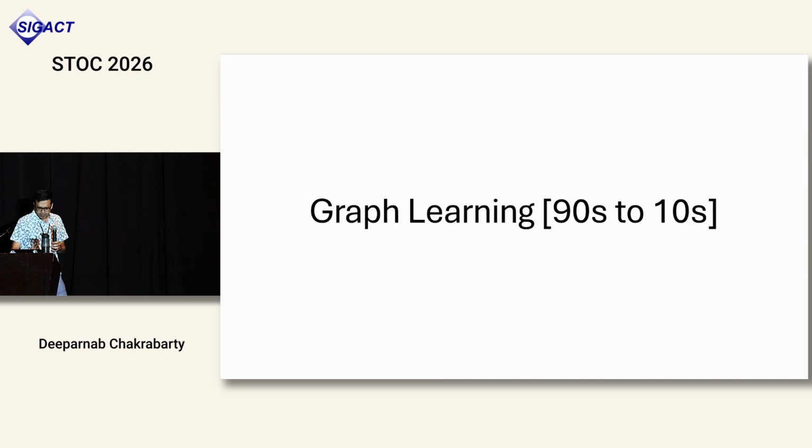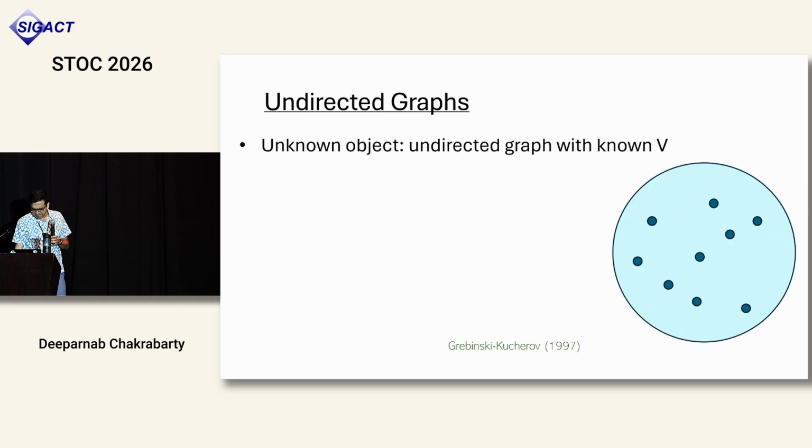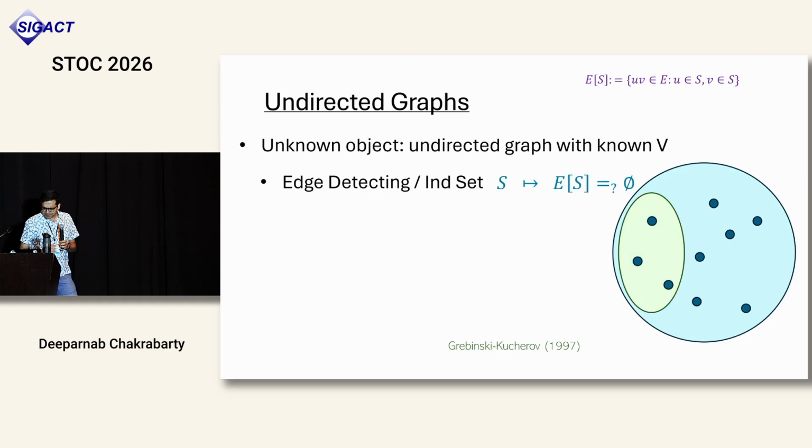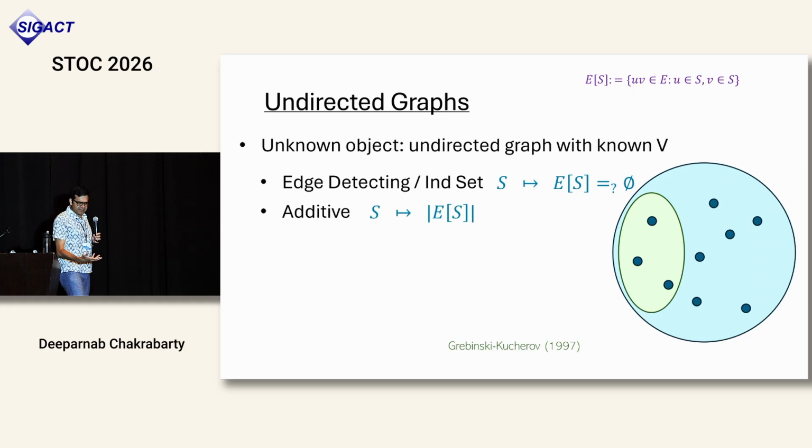So graph learning. And the setting is, again, I have an unknown graph. I know the vertices V, and I am allowing a couple of queries here. The one query is the independent set query. You can, again, query a subset, and I'll tell you whether there are any edges in that subset or not. Additive queries tell you how many edges there are in that subset.